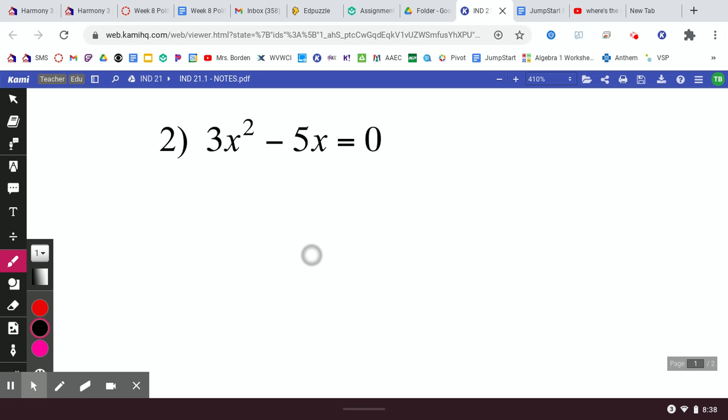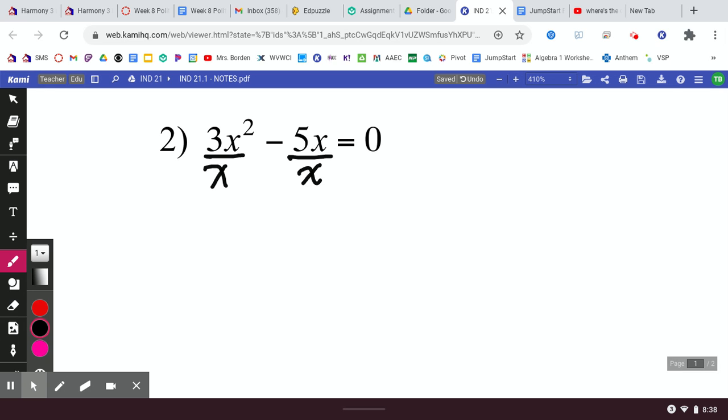This is definitely not a difference of perfect squares. 3 isn't perfect, 5 isn't perfect. So we know the only tool we have is greatest common factor. What do these both have in common? The 3s and 5s don't have anything in common. Yeah, they both have an x.